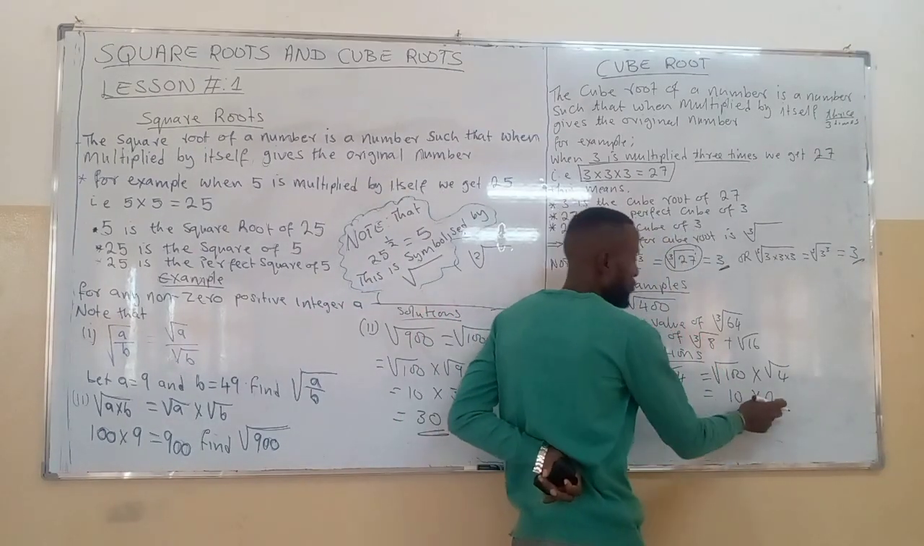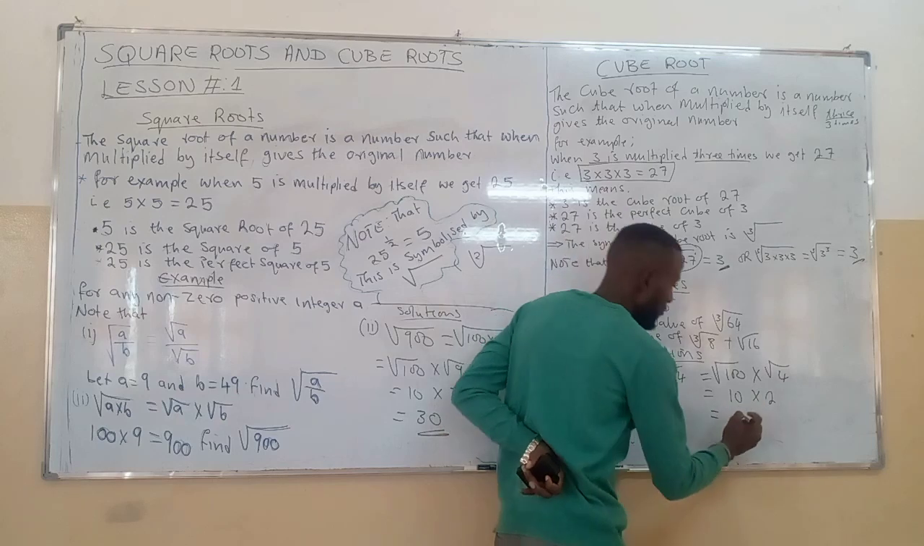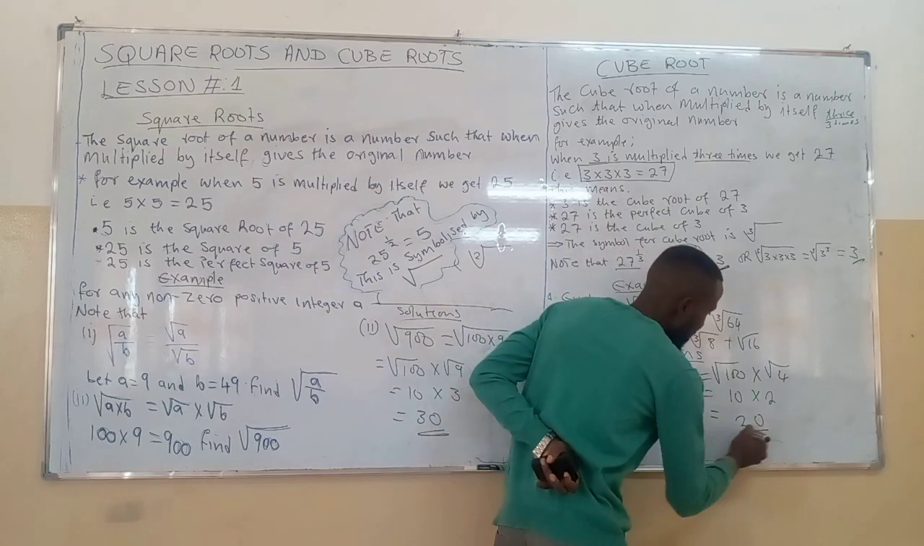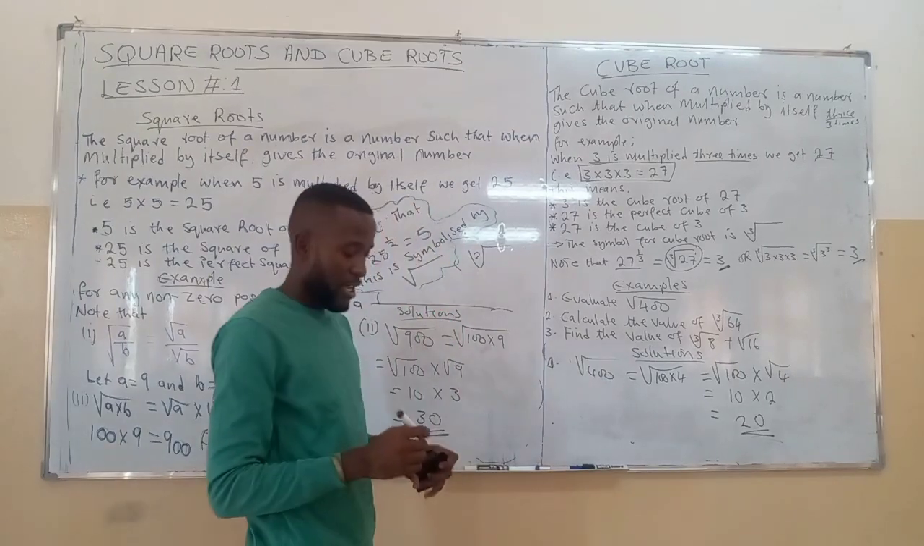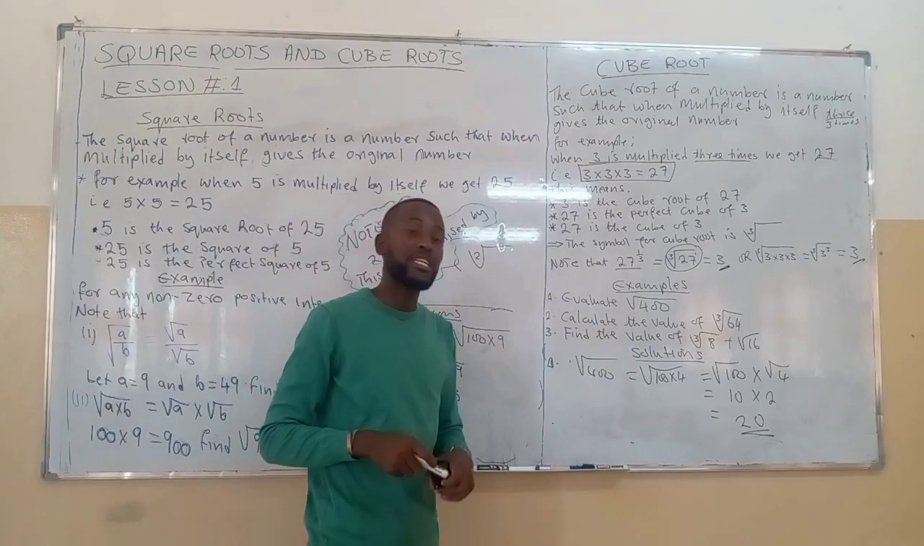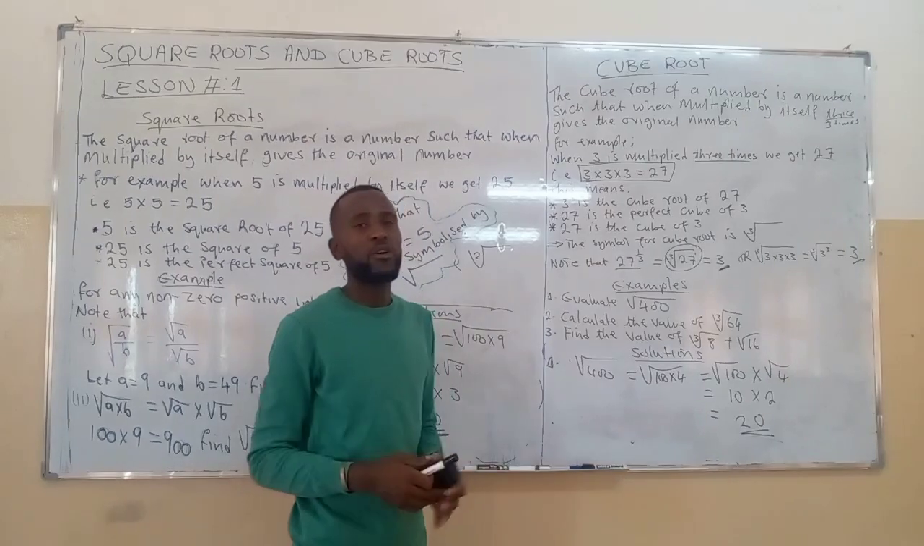Now what is 10 times 2? 10 times 2, we have 20. So this now, 20, it is the square root of 400. If I multiply 20 times 20, I will get 400. That is the whole concept.